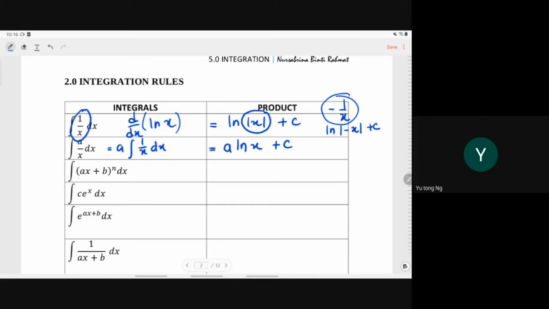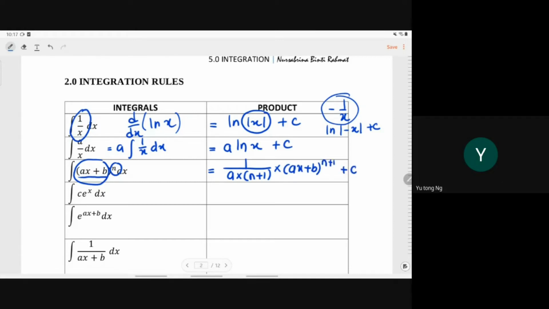And then if you have the function (ax plus b) to the power of n dx, it equals 1 over, we differentiate the function in the bracket. When you differentiate ax plus b, you are left with a, which is the product of the differentiation. Then the power will increase by 1, so multiply with n plus 1, and then multiply with the function (ax plus b) with the power increased by 1, then plus c.